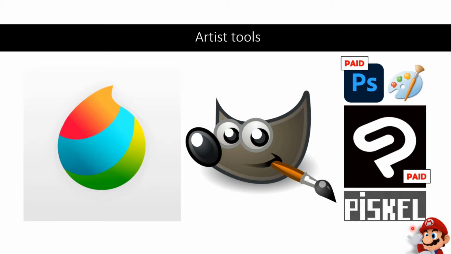And Piskel. Piskel right here, you might have not heard of it before. It's an in-browser app that you'll be able to just pull up from Google Chrome and just go ahead and make pixel art from. It's completely free, super easy to use. It's practically like Paint, but it allows you to do all the pixel art stuff, including making animations and whatnot.